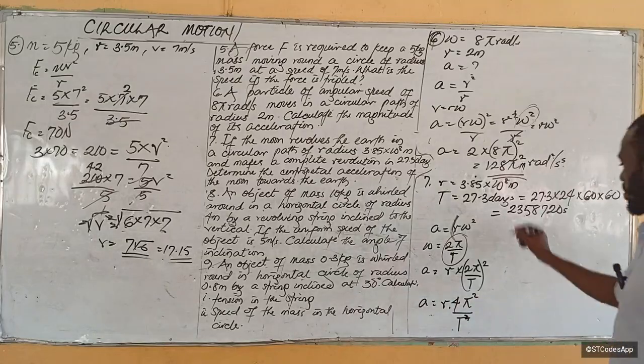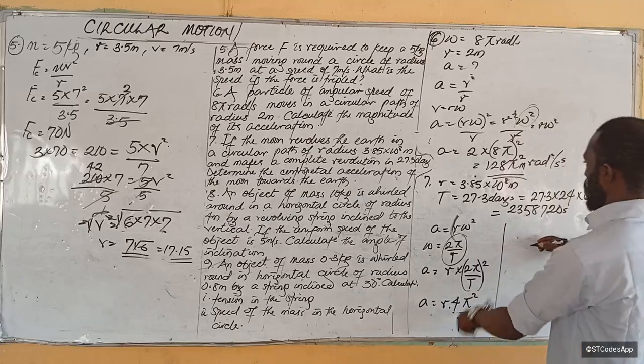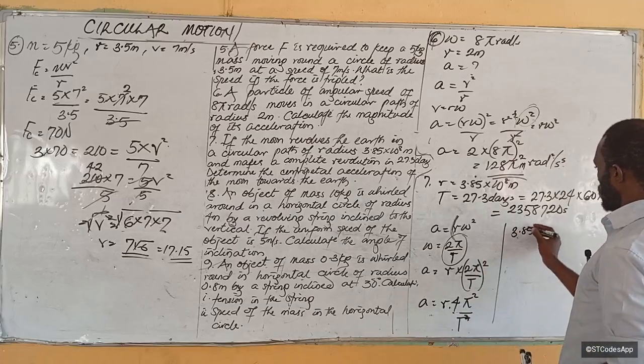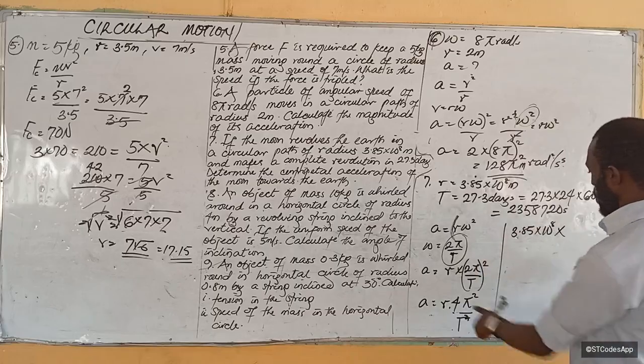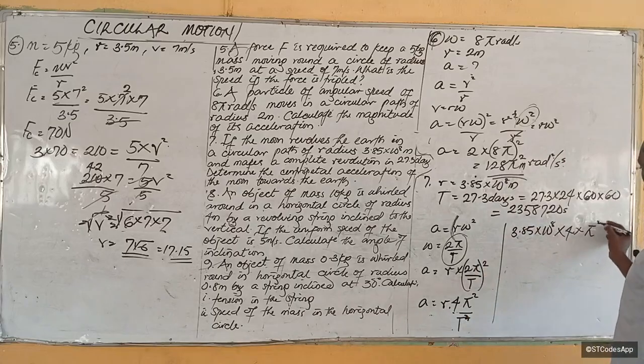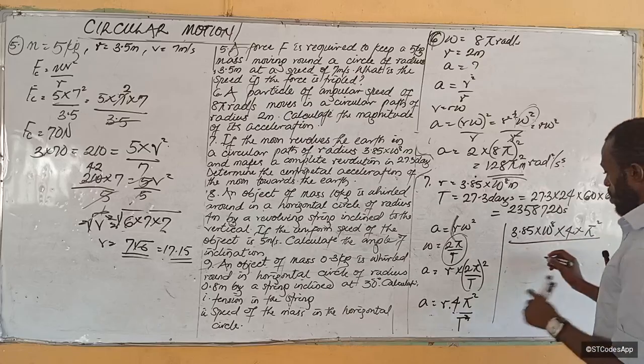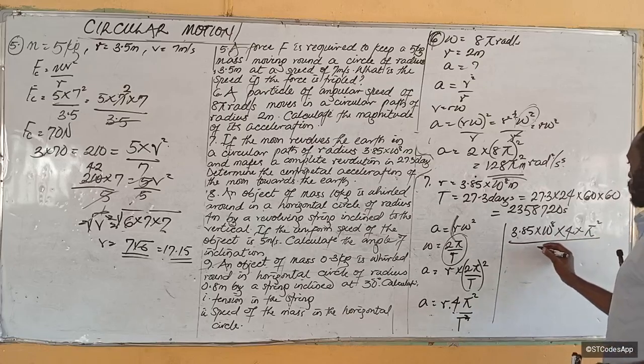This is not hard. So R times 4. What is R? 3.85 times 10 raised to the power 8, times 4 times pi squared. Let's leave pi as pi. Then T squared, that will be, D squared again.